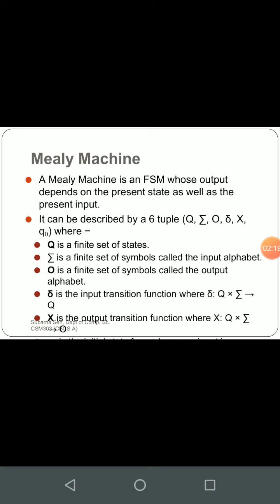This delta will focus on the transition of input, meaning for a particular input what it is doing. The combination of one state and one input symbol will generate one new state, that delta looks after, right? Here X will do what? For a particular input at one state, what output it is generating. It is not focusing on which state it is moving, it is focusing only on what output it is generating. Now no final state is mentioned so far, so Q0 will be the initial state.